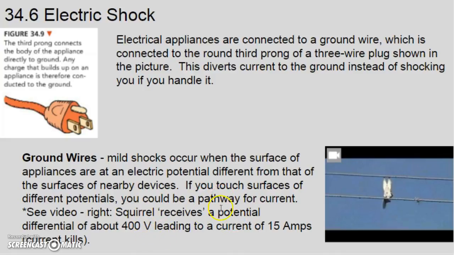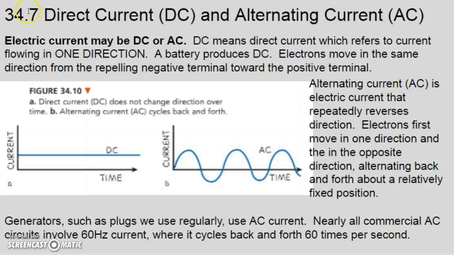So you'll see here that this squirrel, once again the same video as the one before, receives a potential difference of about 400 volts, which leads to a current of about 15 amps. That is a tremendous amount of current. Not good for the squirrel. Moving on into 34.7, we're going to talk about direct current, DC, that's using batteries, and alternating current.